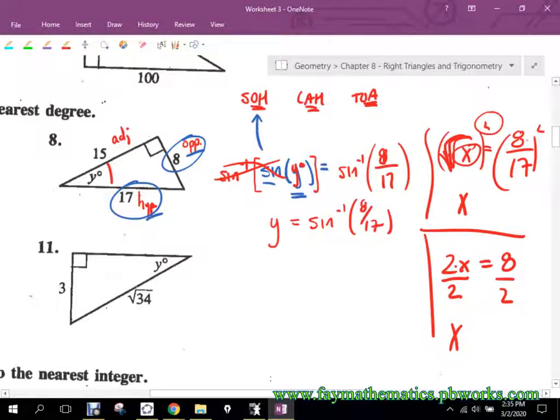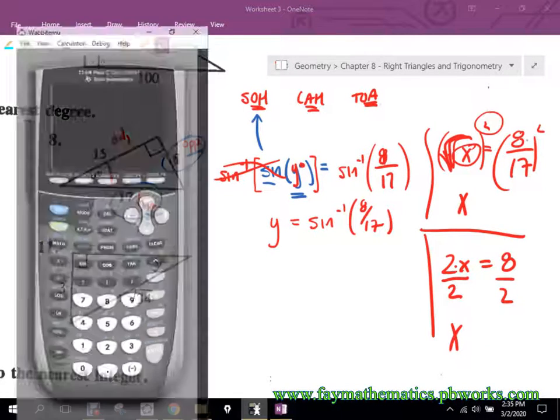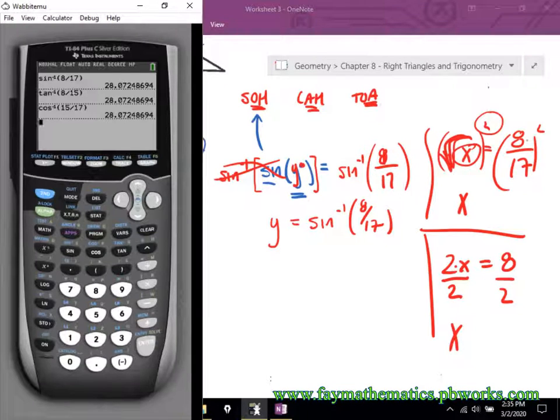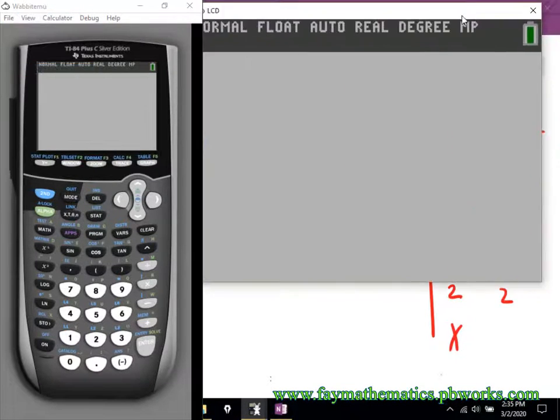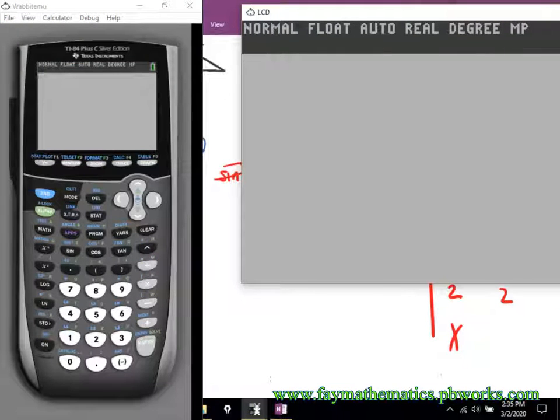But if I told you to take sine inverse of 8/17 and go put it on a number line, you're going to have absolutely no idea where to put it. Does that make sense? Okay? So we have to use our calculator. First, I have to make sure we're in the right mode, and mine's in degrees right now, so I'm good.